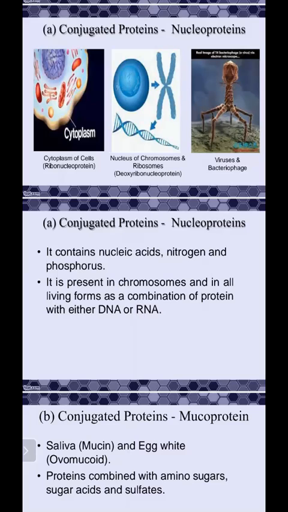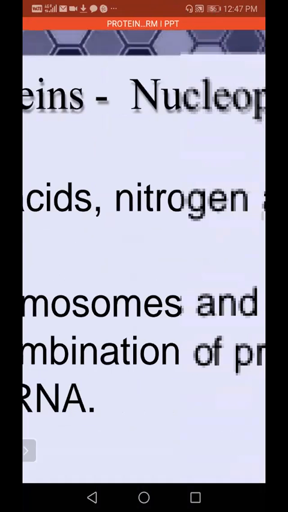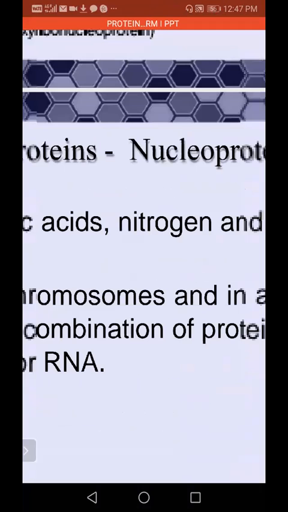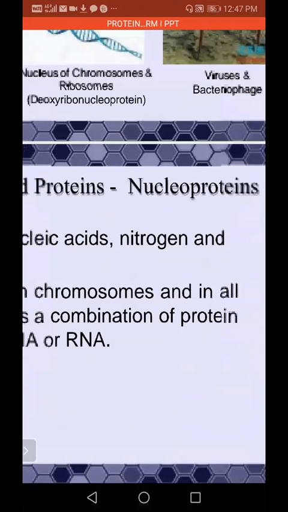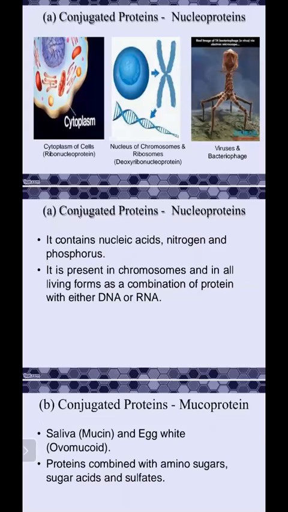So what are the properties of nucleoproteins? They contain nucleic acids, nitrogen, and phosphorus. As I said, they have an amino acid component as well as a non-protein part. They are present in chromosomes and in all living forms as a combination of protein with either DNA or RNA. So what is the full form of DNA?